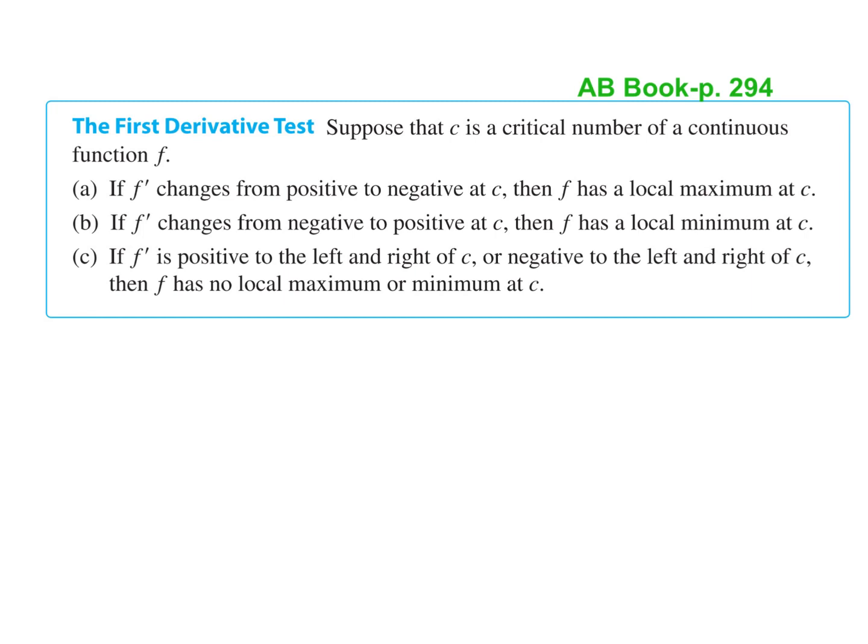And it is possible that we could have no sign change. This is what C is saying. There is no sign change. So if the first derivative, the slope of the tangent line, is positive to the left and right, there's no sign change in the function at the critical value, or no negative sign change, okay, then there is no minimum or maximum at C, all right?